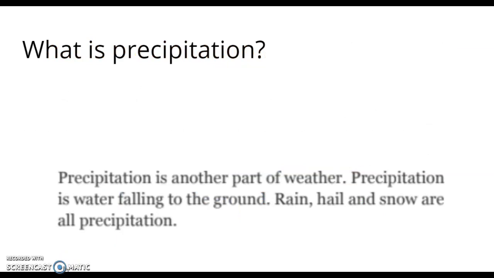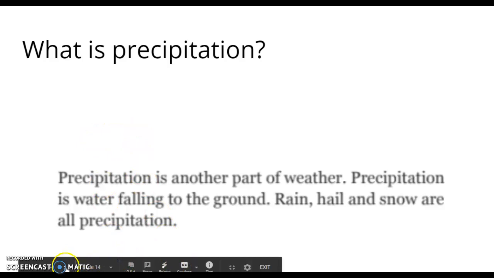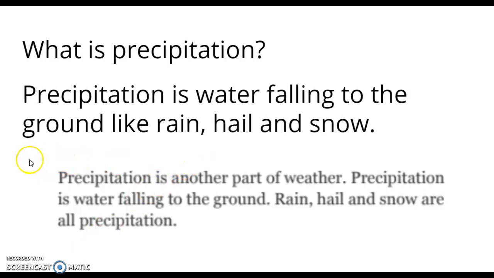Now, what is precipitation? I found this section in the article. Precipitation is another part of weather. Precipitation is water falling to the ground. Rain, hail, and snow are all precipitation. I was a detective. I went back into the article, found the part that talked about precipitation to find my answer. So, what do you think the answer could be? Precipitation is water falling to the ground like rain, hail, and snow.